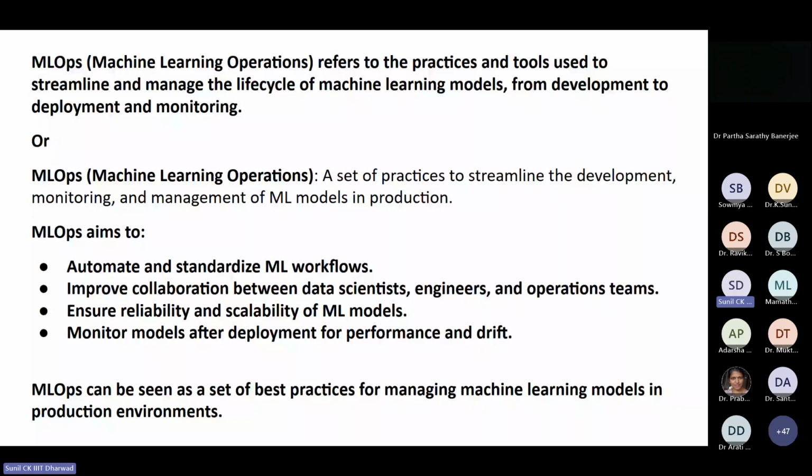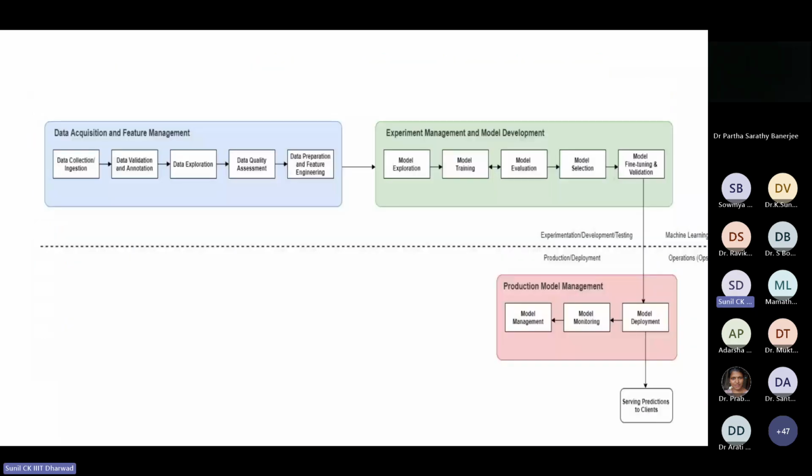This is how we see Gmail as a product. They are continuously monitoring how the product can be made better, based on the experience they see. So MLOps can be seen as a set of best practices for managing machine learning models in production environments. This is what I have discussed so far.